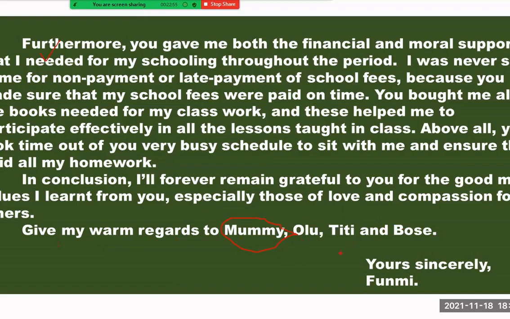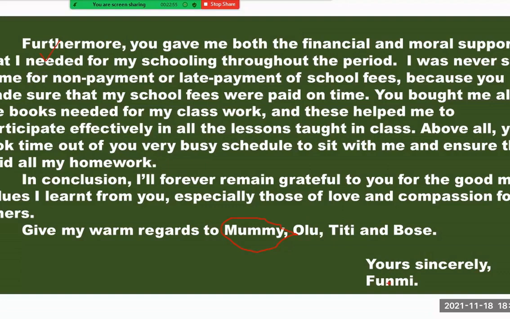And once you have done this, then the last part of your letter will be the subscription and the writer's name. The appropriate subscription when writing to your uncle is yours sincerely. There are 2 points you must take note of. The first one is that yours begins with the capital letter Y and sincerely begins with the small letter S. Take note of this. Very, very important. Then the third thing you must take note of here is that it must be followed with a comma. Yours sincerely, then comma.